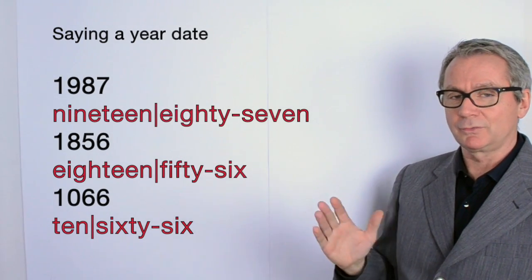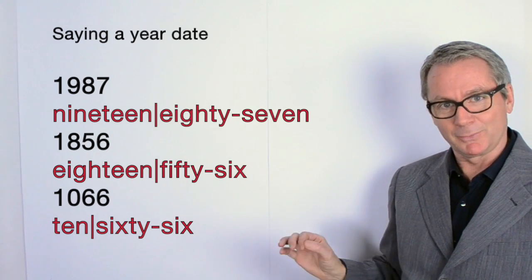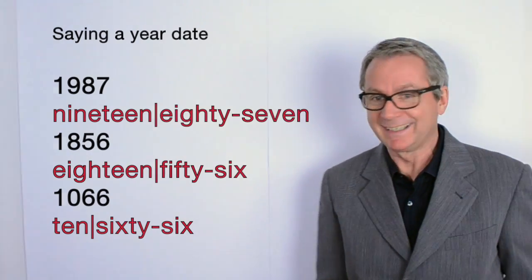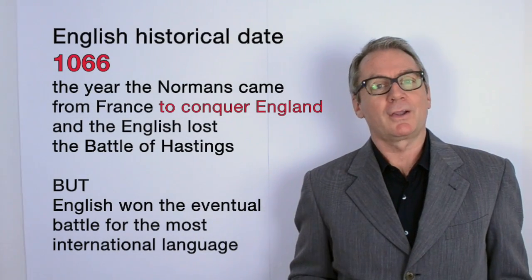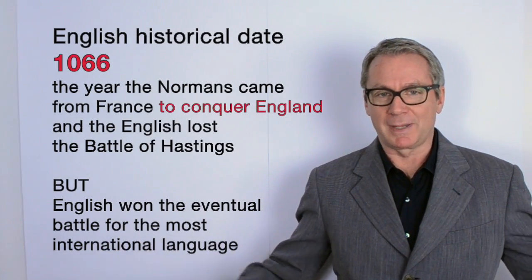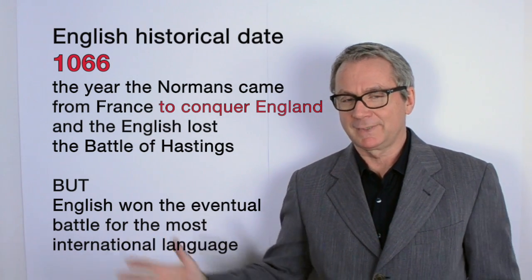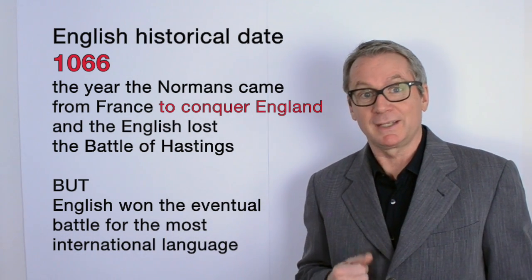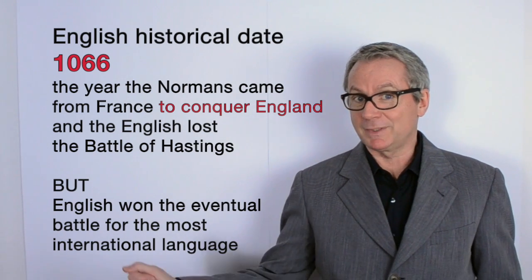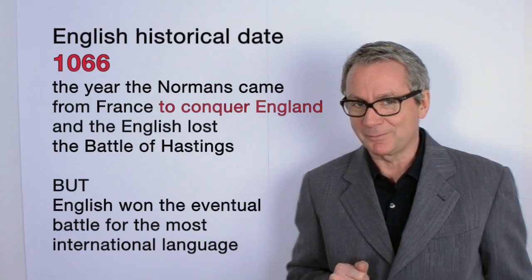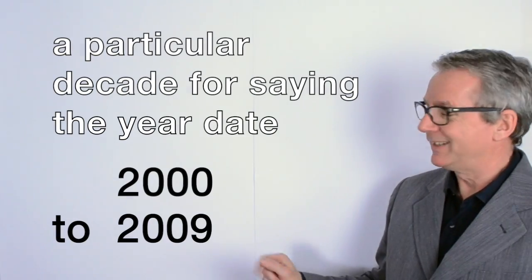18 56, historical date. Another important historical date for England, 10 66, the day of the Norman conquest. We lost the Battle of Hastings. It was almost a disaster for the English language, but the English language survived, and it's much more international than French now. Now here's a particular period.